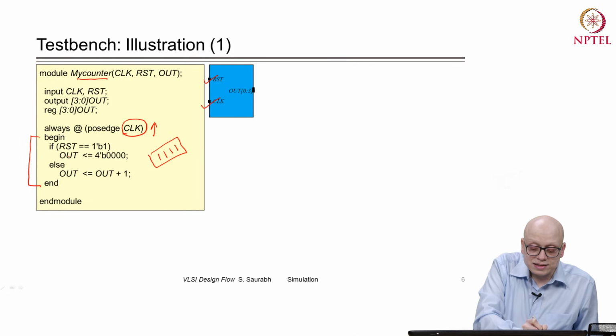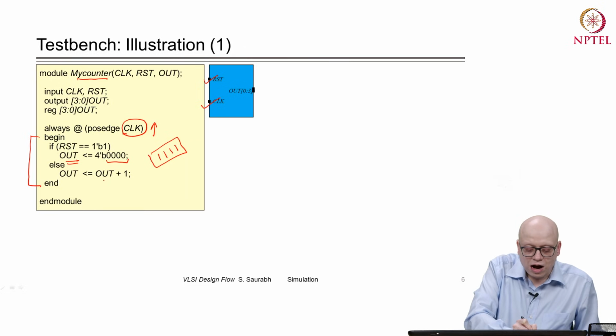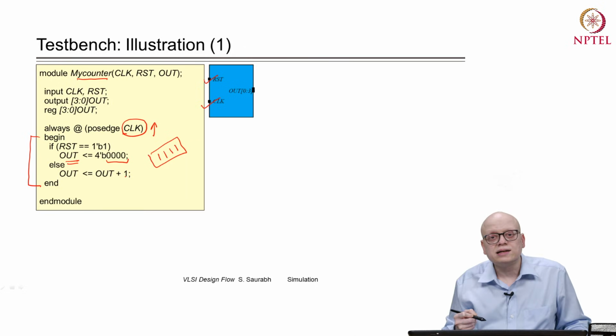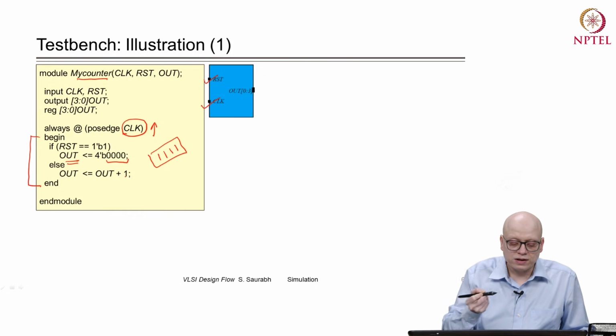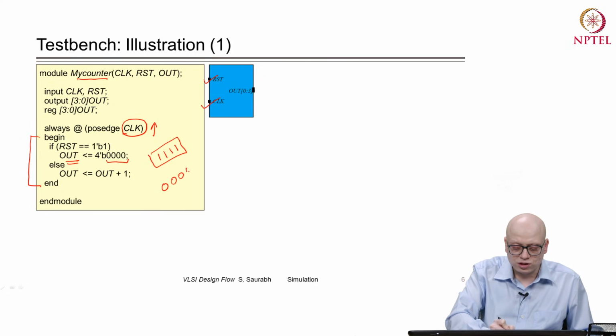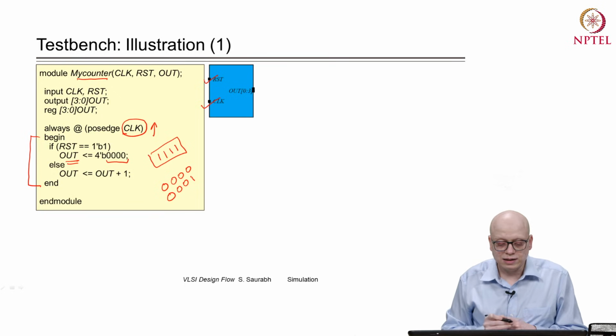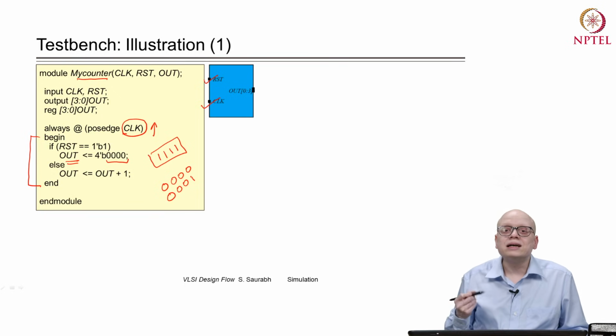Now, if the reset signal is 1, in that case the out gets a value of 0000, else out gets a value of out plus 1, that is it is incremented by 1. So, if we start with 0000, in the next clock cycle it will get a value of 0001 and so on. Now, suppose this is our design or hardware model for which we want to create a test bench.